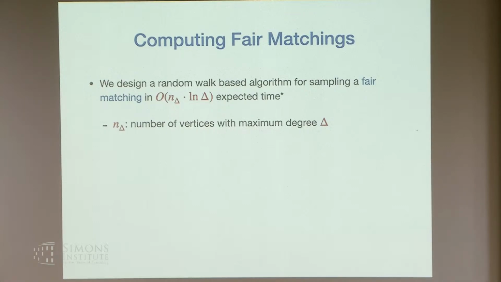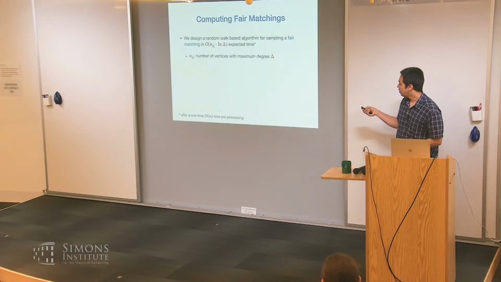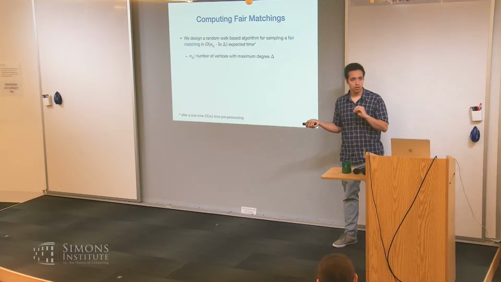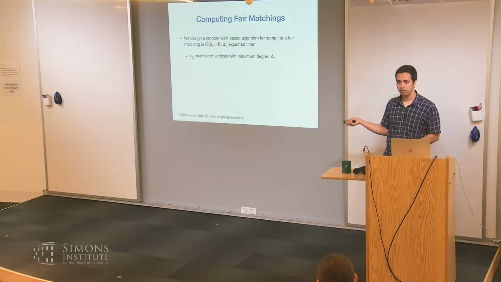Does it again have the same in-degree, same out-degree? No, that's not true. And this random walk, you have to really change it. You have to be okay with finding an alternating path instead of an augmenting path. Sometimes you cannot extend the matching. You just change it so that next time you will find a better matching, and things like that. And the catch here is that this is not a sublinear time algorithm. We actually don't get a sublinear time algorithm for finding fair matchings. This algorithm requires pre-processing.